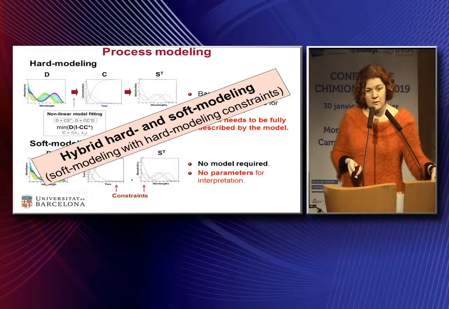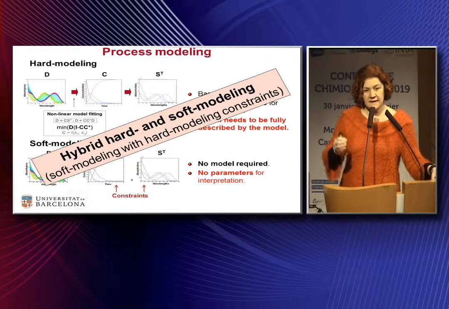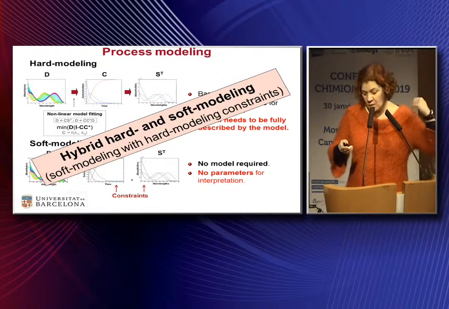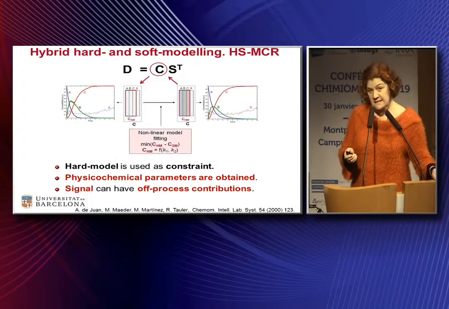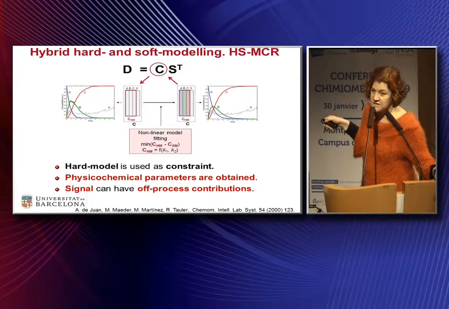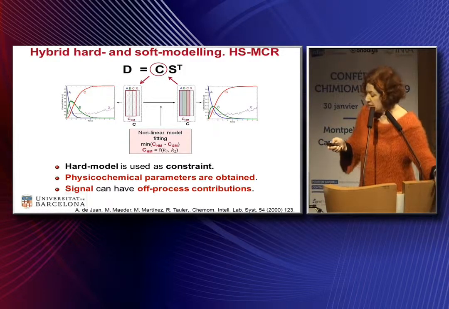A solution for that is, well, could we sort of mix both approaches together? And the idea is that taking as a basis a soft modeling method, we will use this hard modeling information as a constraint, as an additional information we can put in the modeling. And in this respect, what we do is actually fitting the model to the concentration profiles. But since this is encoded as a constraint, we don't need to include all the concentration profiles related to signal contributions in our model. We can leave some of them outside, okay? And then we have this kind of hybrid modeling.